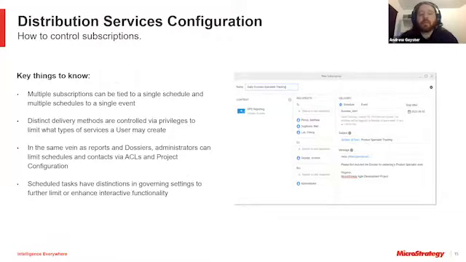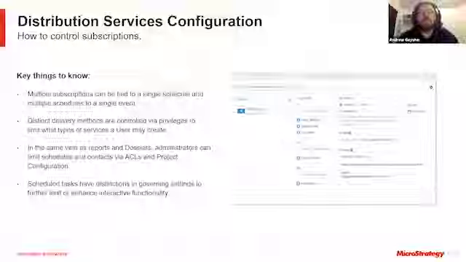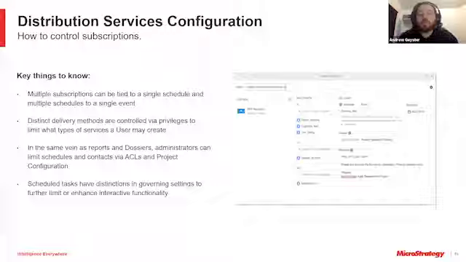In the same vein as reports and dossiers, there's also the ability to limit what schedules, contacts, and devices can be used via ACLs. We saw that in the demonstration where we prohibited use of the FTP device except for Wendy's specific user. So this can be taken advantage of in order to limit access and control where information is being sent.